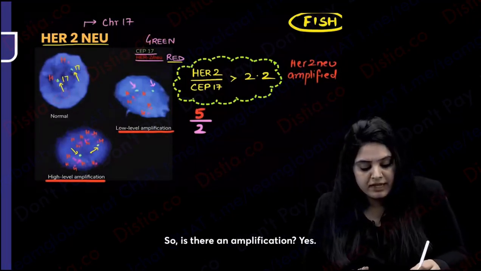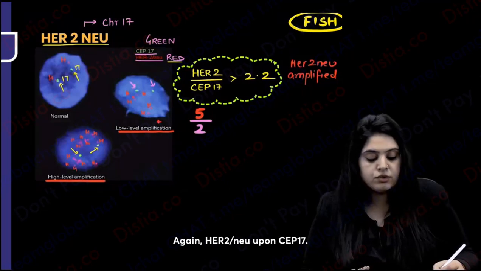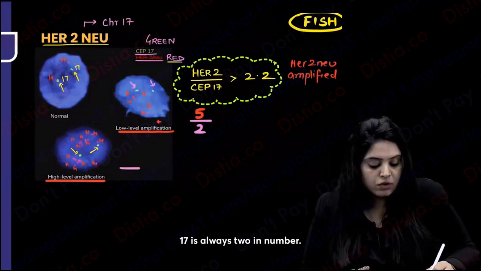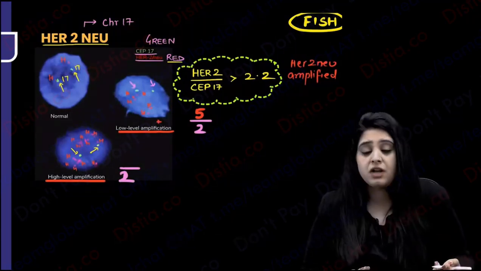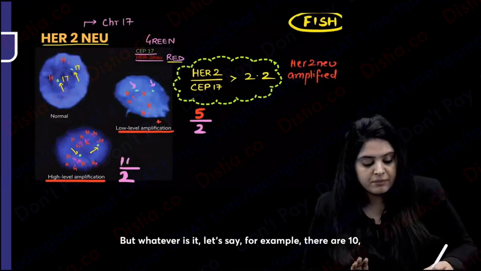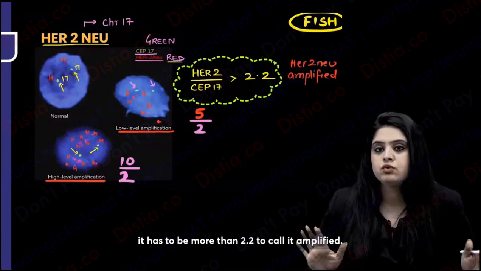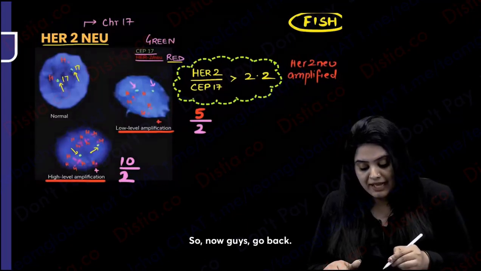Yes. So is there an amplification? Yes. Over here, the next one, again, HER2/neu upon CEP17. 17 is always 2 in number. So I can see the 2 17s, but HER2/neu I can't even count. I'll assume they are 10 to 15. But whatever it is, let's say for example there are 10, it has to be more than 2.2 to call it amplified. So now guys, go back.